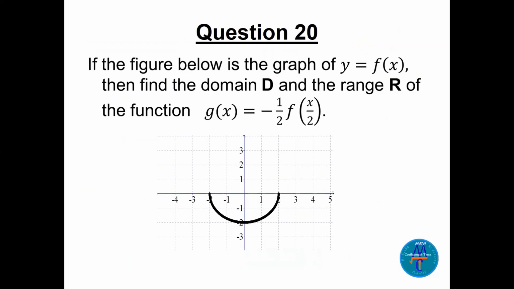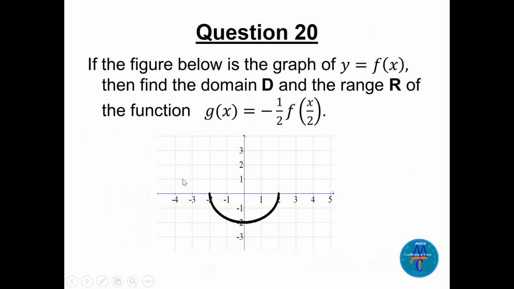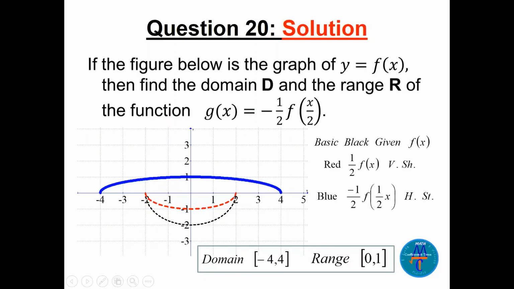Now we have a graph here of the function f. We need the domain and range of the function g, minus half f of x over 2. Also, this is a reflection, stretching, and shrinking. See, the minus here will make a reflection. See, this is the graph here below the x. You see this one? This is the graph below the x.